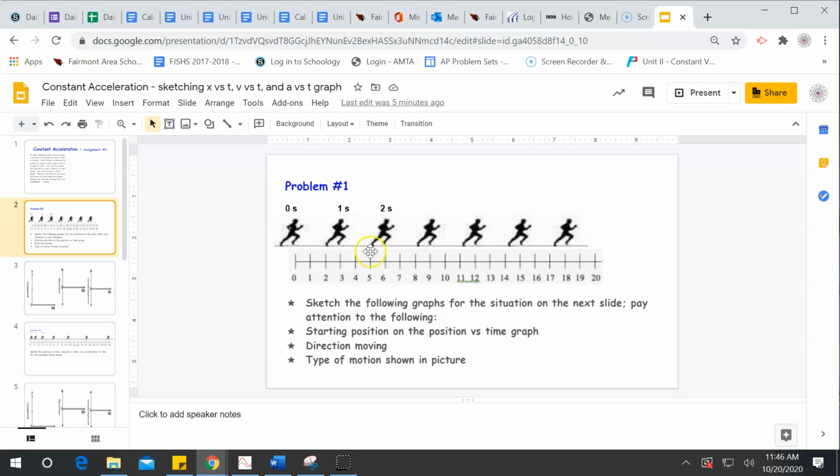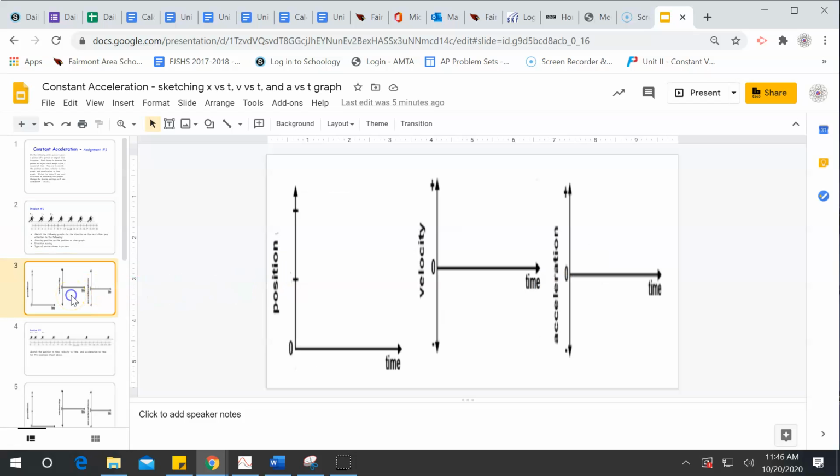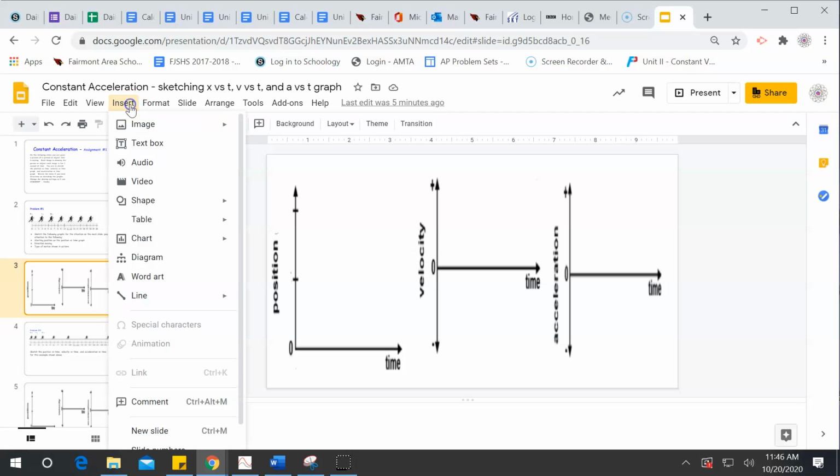So you would look at this and decide where did they start at, and then you're supposed to sketch 3 graphs for me. One is the position versus time graph, one is the velocity versus time, and then one is the acceleration versus time. So you have the 3 graphs shown for you. So to sketch on these graphs, you're going to need to go to Insert, Insert a line, and if you need a curved line, you should probably be going to Scribble.